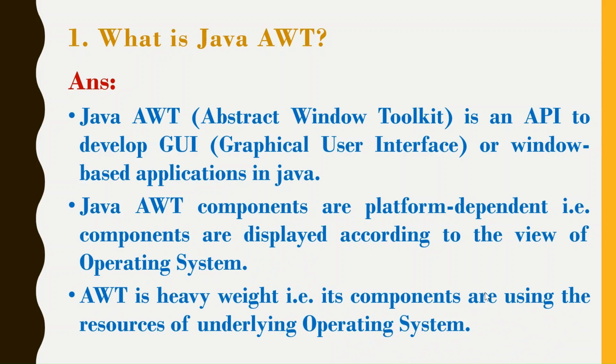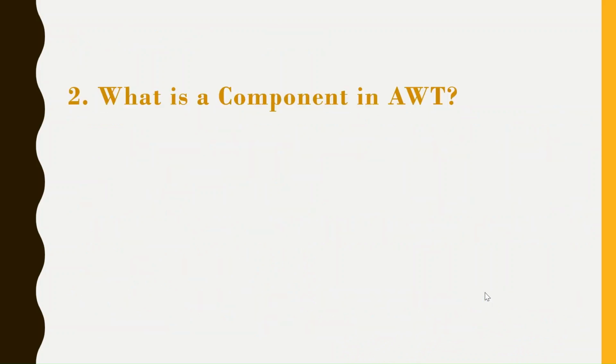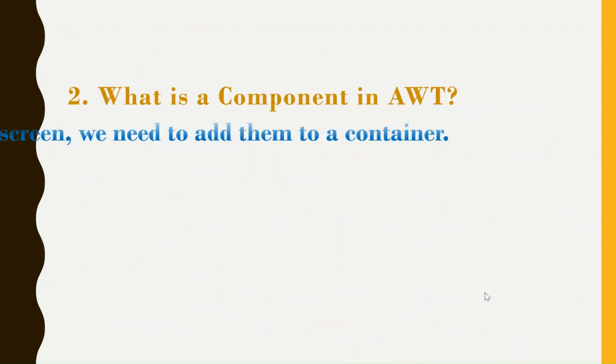AWT is heavyweight, that is, its components use the resources of the underlying operating system. So here mostly the instructions given by the operating system are taken as highest priority. So more resources are consumed for each and every component of AWT. So it is heavyweight.